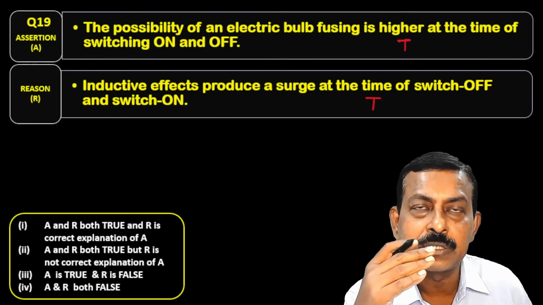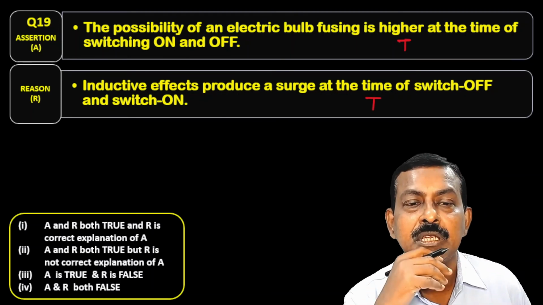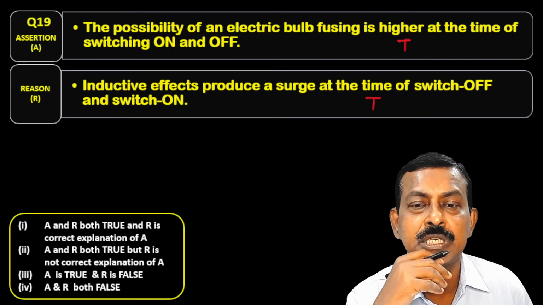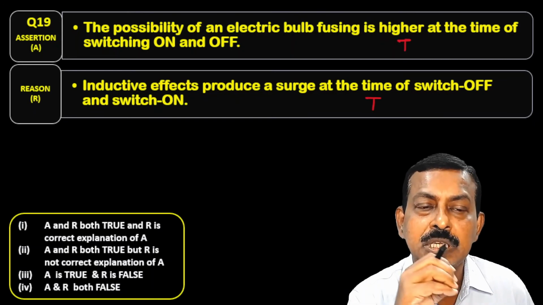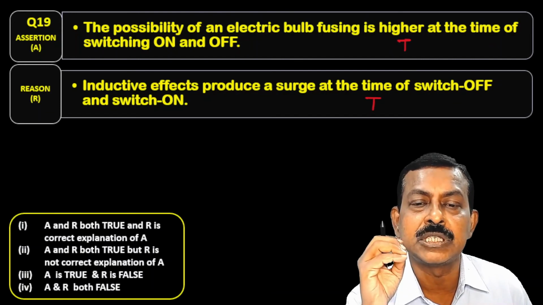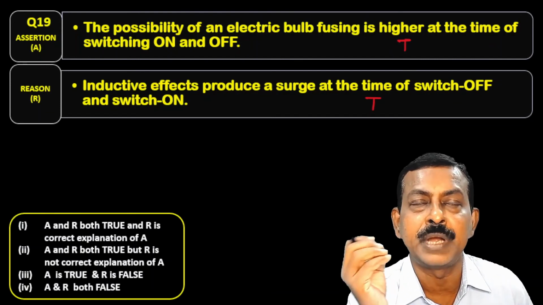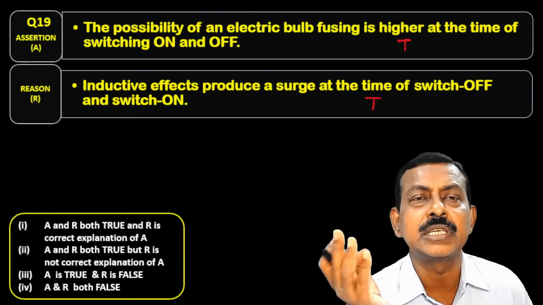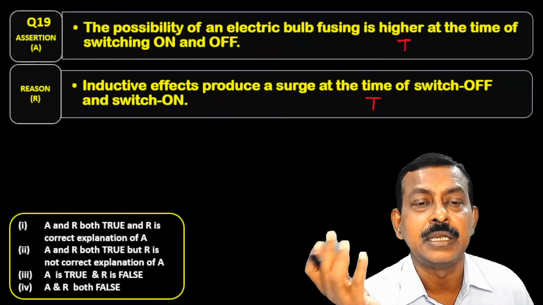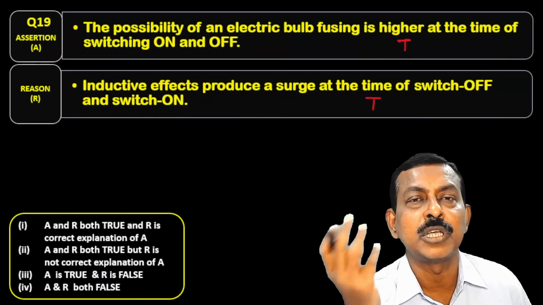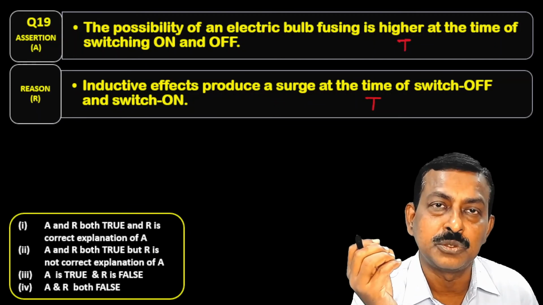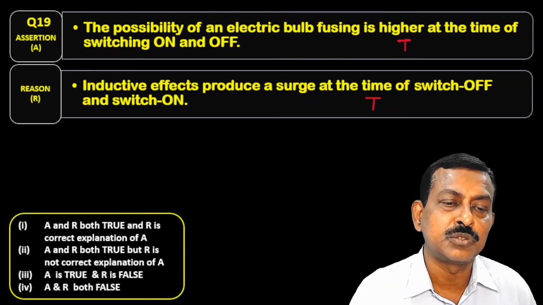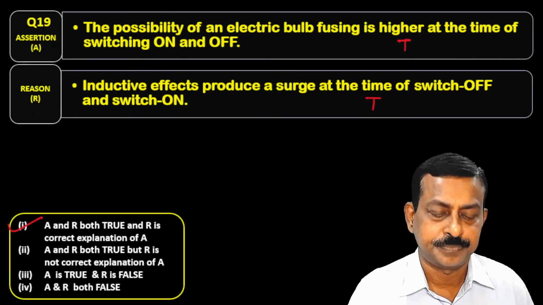And now let's take the two statements together. The possibility of an electric bulb fusing is higher at the time of switching on and off because inductive effect produces a surge at the time of switch off and switch on. This is explaining it properly and correctly why there is more possibility of the bulb getting fused at the time of switch on and switch off. So that means the first one is the correct option.